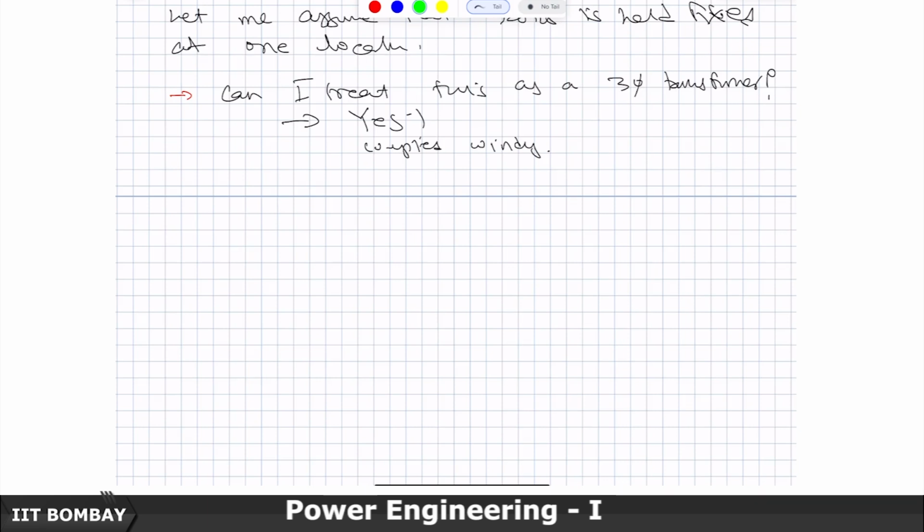The next question that will be there in your mind, the next point which is going to be there in our mind, then is, there was no air gap.